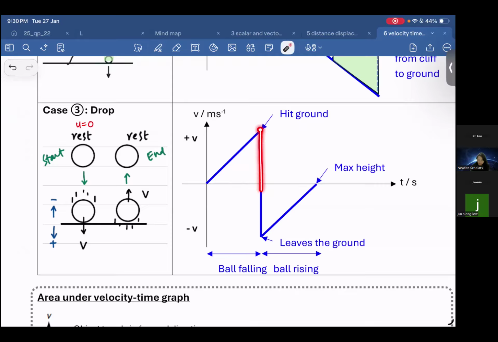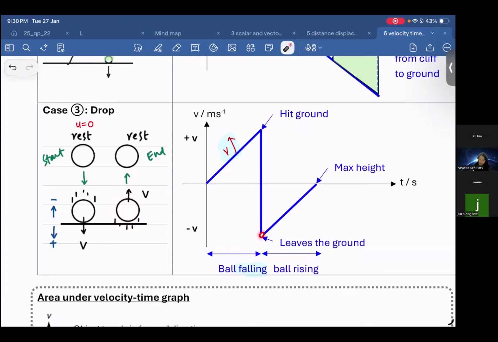Then suddenly it changes to the opposite direction, because this part is actually touching, hitting and rebounding. So at the start, this section is the ball falling. Ball falling, velocity increases because of falling. Then it touches the ground, hits and rebounds. It suddenly has a change in direction.